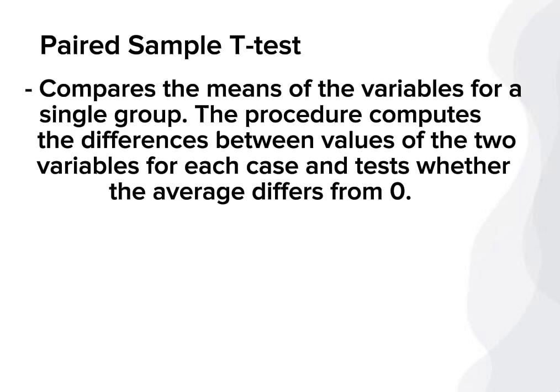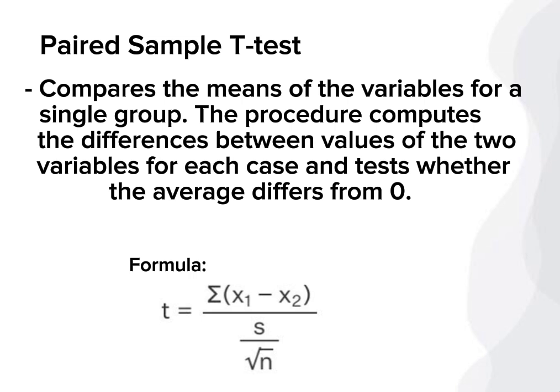Paired sample t-test compares the mean of the variables for a single group. The procedure computes the differences between values of the two variables for each case and tests whether the average differs from zero. The procedure also automates the t-test effect size computation. In a paired sample t-test, each subject or entity is measured twice, resulting in pairs of observations. Common applications of the paired sample t-test include case control studies or repeated measures designs.